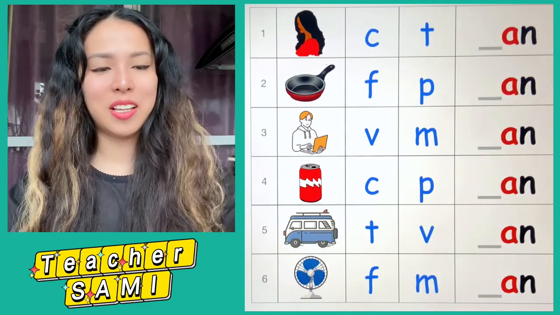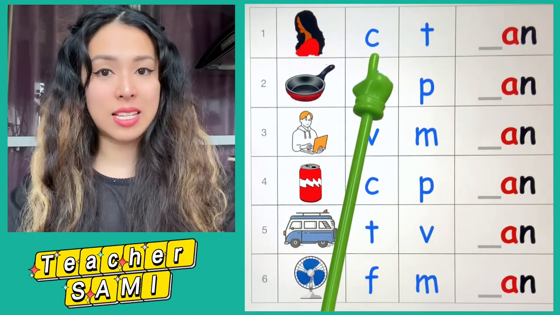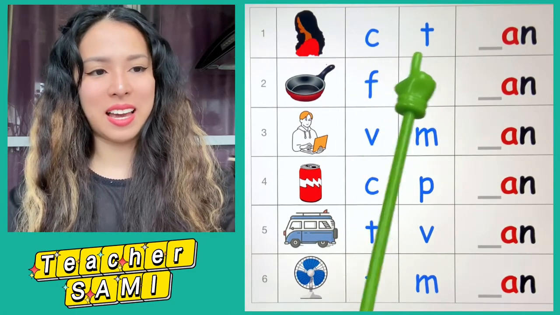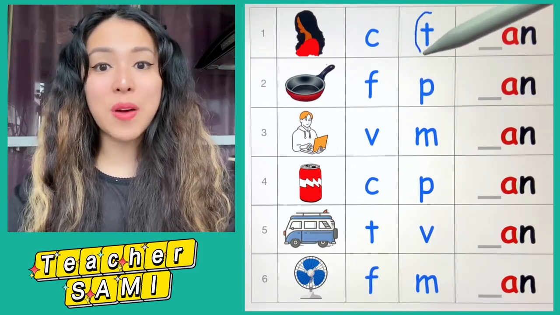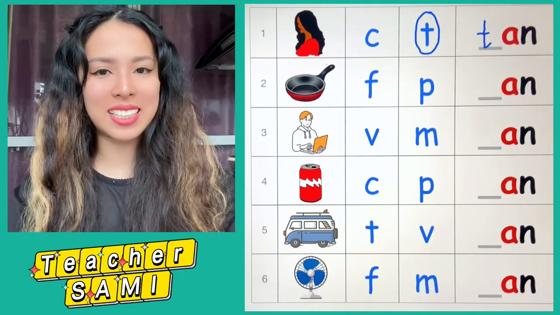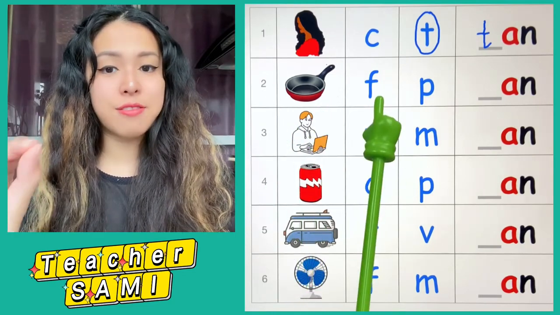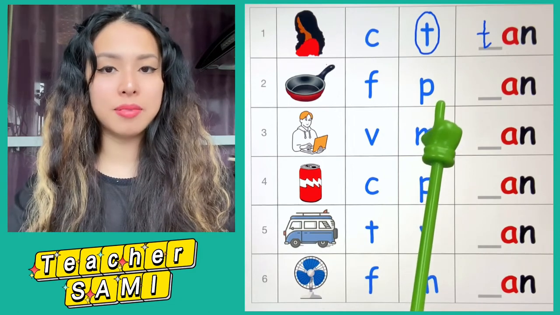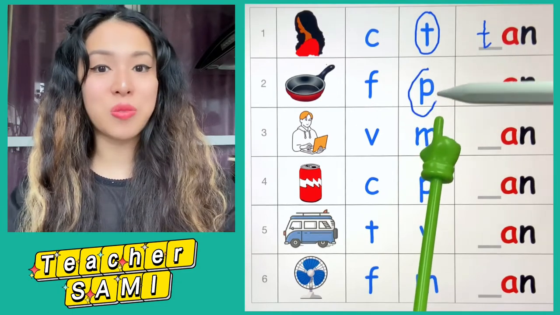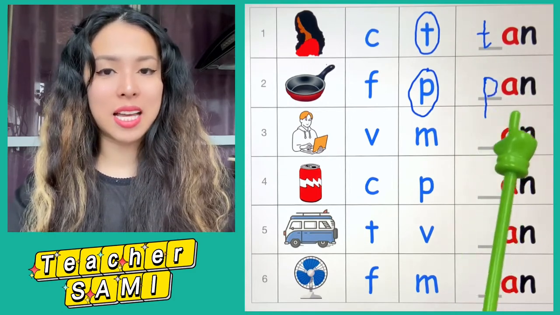Are you ready? Number one. What is the initial letter? Is it K, C, or T? T. Right, letter T. Now, let's write the letter T. T, N, ten. Number two. Is it F or P? That's right, it's letter P. Now let's write the letter P. P, N, pen.